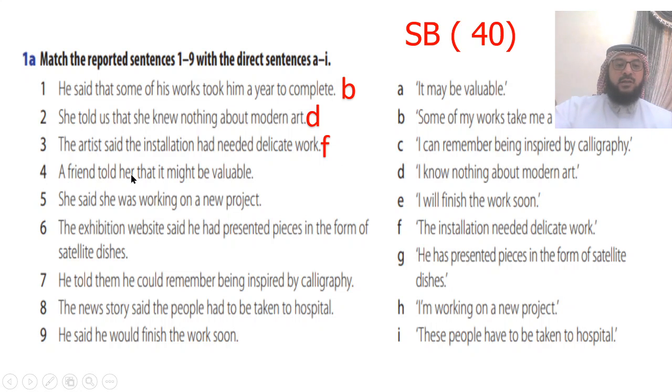Okay. A friend told her صديق قال لها أو صديقة قالت لها that it might be valuable. It might be valuable. 1 2 3. A. It may be valuable. So the past of may is might. هذا الماضي من may might. Okay. She said she was working on a new project.